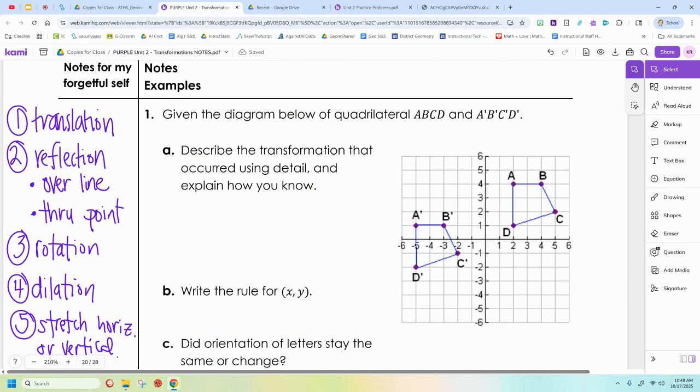Given the diagram below of quadrilateral A, B, C, D, and A prime, B prime, C prime, D prime. In your head, not out loud, can we all do it? In your head, not out loud, describe the transformation that occurred using detail and explain how you know. So I want you to take a moment to analyze the picture. Can you tell which of the 5 things happened? What kind of details do we need? How do you know it's that particular transformation?